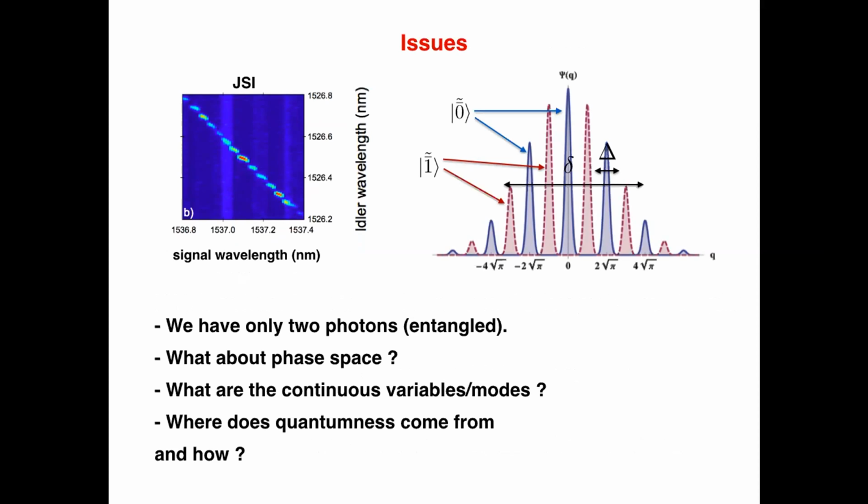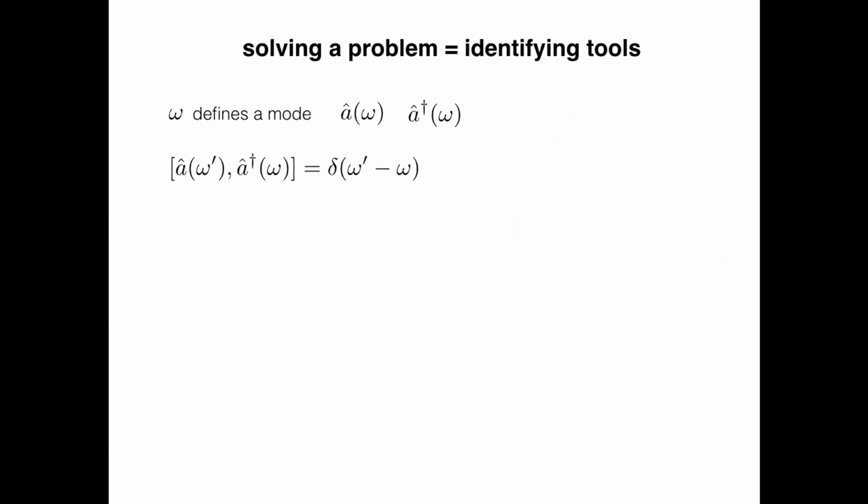And there are many issues to be addressed. One of them is that, as I mentioned, we have only two photons, signal and idler, that are entangled. We don't have an intense field. Well, I have to define phase space for this. Can we do this, and find out what's quantum about this? Okay, so to answer these questions, we'll have to identify the mathematical tools that will enable us to answer this point.